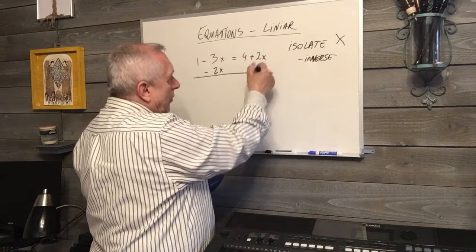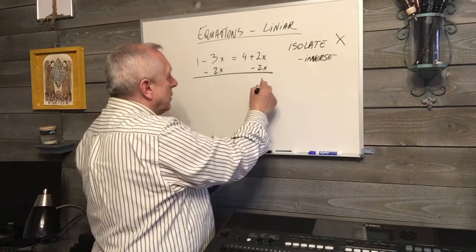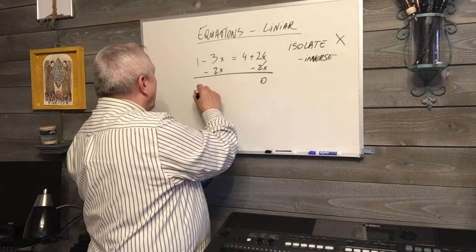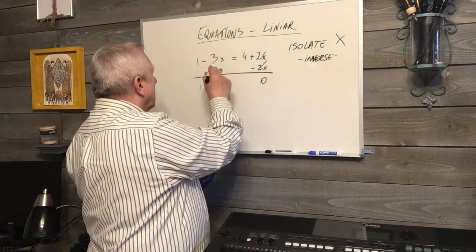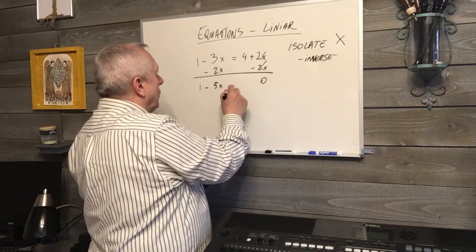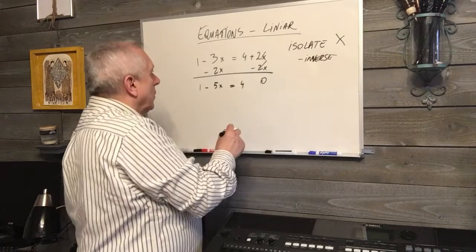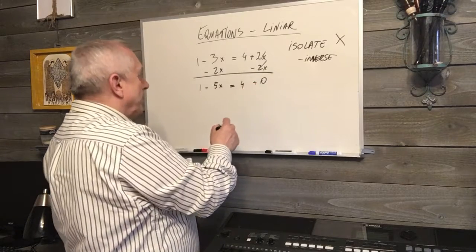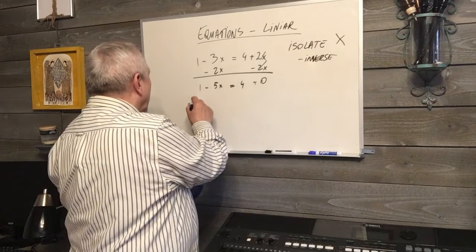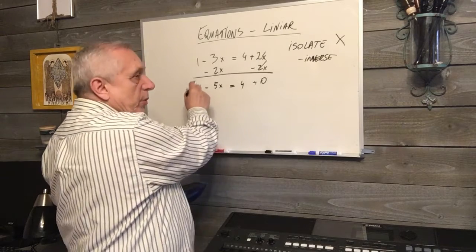This way we got rid of x, because 2x minus x is 0, so we don't have x's anymore. And here we'll have 1 minus 3x minus 2x, that will be minus 5x, equals 4, plus 0, whatever. Now we have to get rid of this 1. How can we do that? By subtracting it, because this is a positive one.